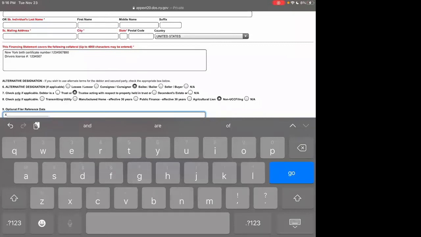Okay. Now, would it be necessary for us to, in say the collateral section, put transmitting utility as you instructed before in one of your other videos, just for the simple fact you can't select both that and the non-UCC filing? Yeah, that's actually what I showed in an example a couple months ago. You can write that in the collateral section if need be.